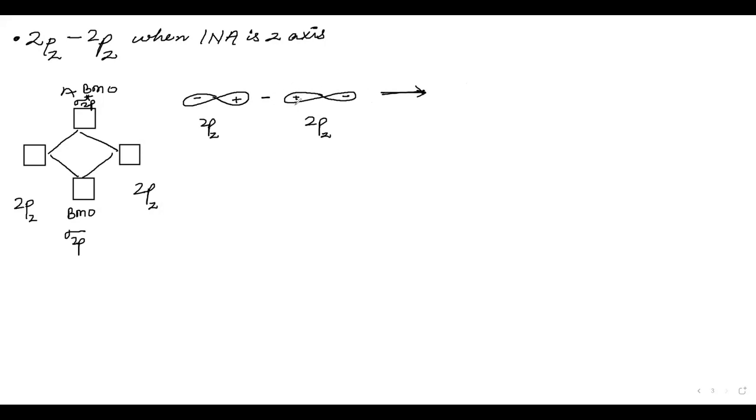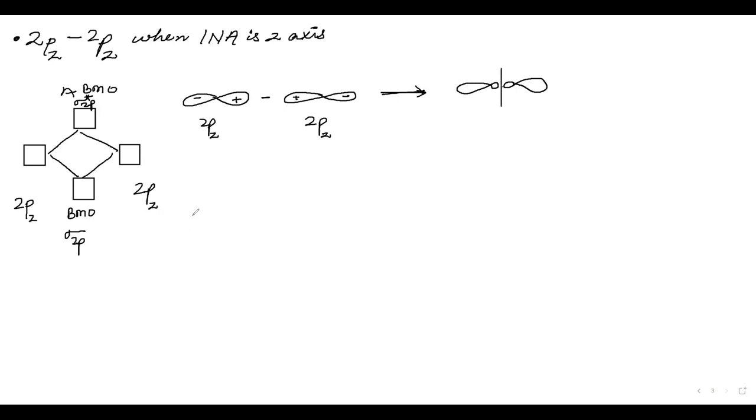So what will happen? The front lobes which are going to destruct themselves will become shorter, and this will become shorter, and we will have something like this. And as you can see, there is no electron in between here.